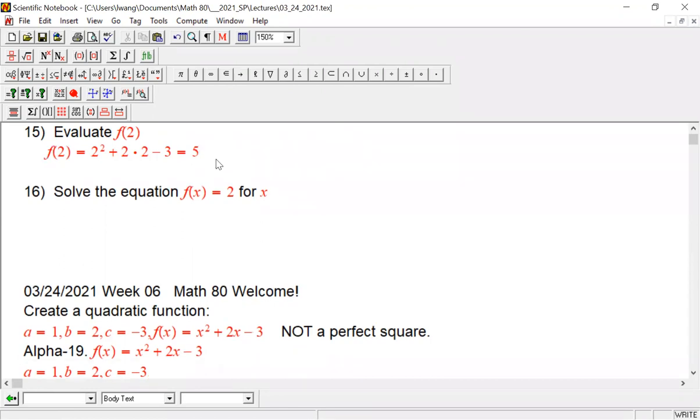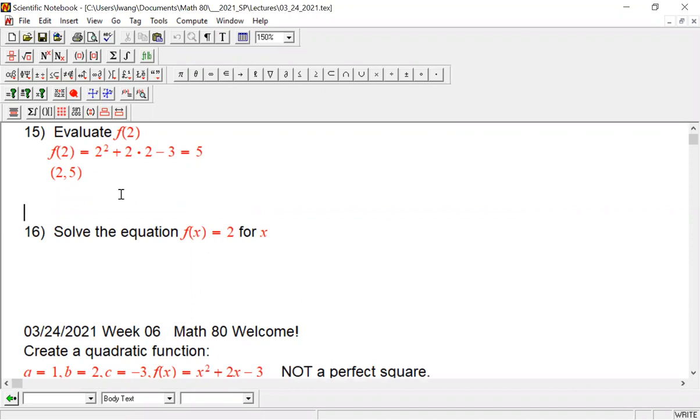That's f of 2. F of 2 is 5. What does it mean? It corresponds to the point (2, 5). This point is on the curve, and it's a consequence of drawing a vertical line, x equals 2. Geometric meaning: the line x equals 2 crosses the parabola.